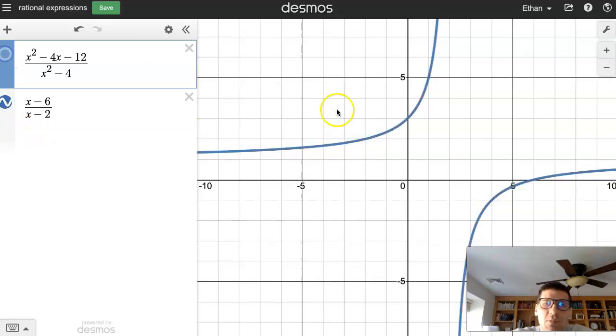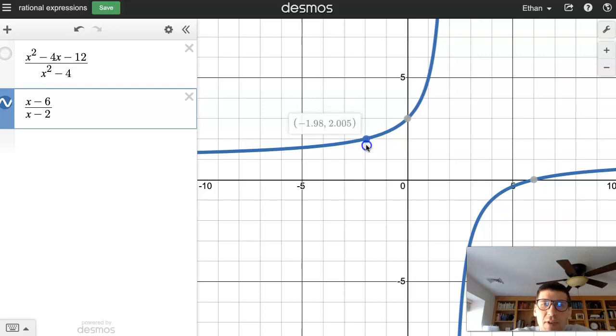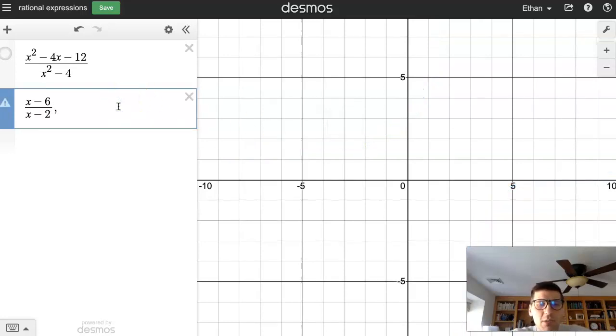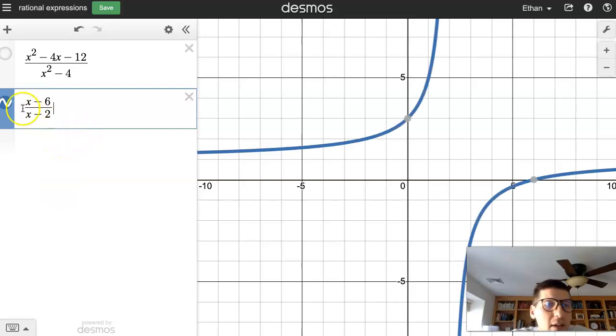Whereas if I do this one, it's actually a different function, because what's happened at negative 2, it tells me I have an output of 2. But we know that's impossible. So that's why we need to include this x is unequal. I don't know if Desmos will allow us to use that notation.